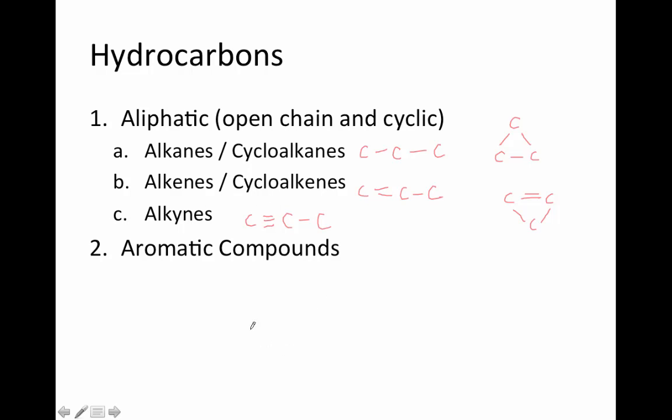An aromatic compound contains something called a benzene ring. And benzene is a special substance that has a unique set of characteristics, but it's represented like this. It contains 6 carbons, and in this enclosed structure, this cyclical structure, there are 3 double bonds.